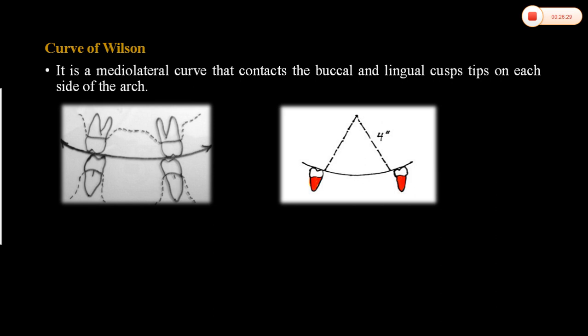Curve of Wilson. It is a mediolateral curve. When we are arranging the mandibular teeth, we keep a slight lingual tilt such that the mandibular posterior buccal cusp will be higher than the lingual cusp. Buccal cusp will be higher than the lingual cusp. So it is a mediolateral curve that contacts the buccal and lingual cusp tips on each side of the arch. When we draw a curve contacting the buccal cusp tips and lingual cusp tips from one side to the other side, we form a curve. This is known as the curve of Wilson.